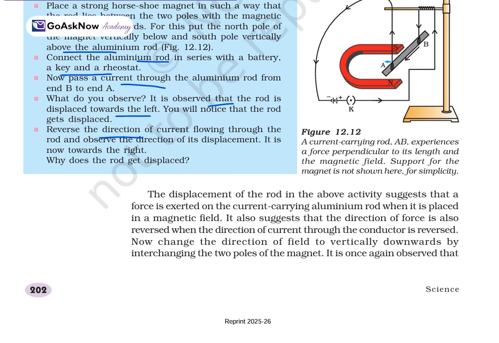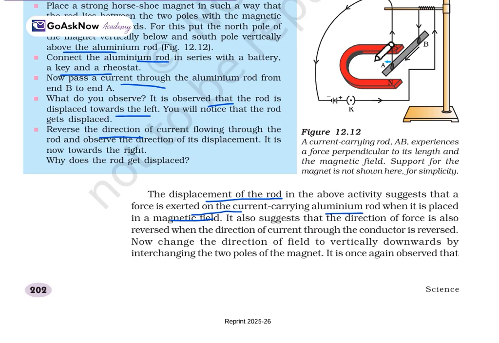Now a current carrying rod AB experiences a force perpendicular to its length and the magnetic field, supposing the magnet is not shown here for simplicity, okay. So the displacement of the rod in the above activity suggests that a force is exerted on the current carrying aluminium rod when it is placed in the magnetic field.